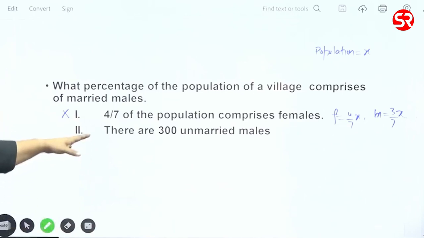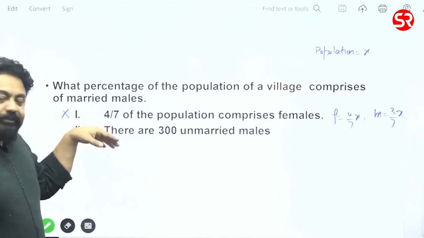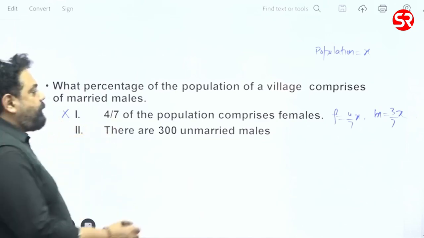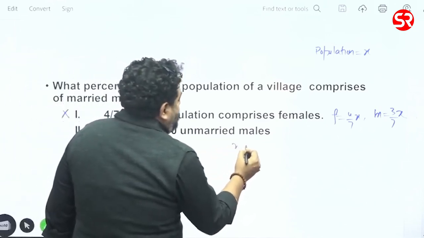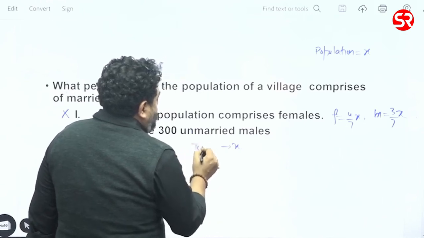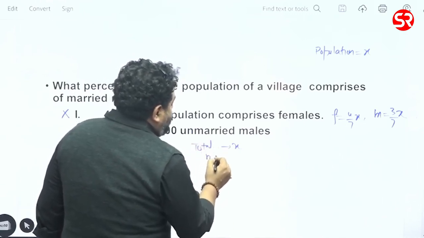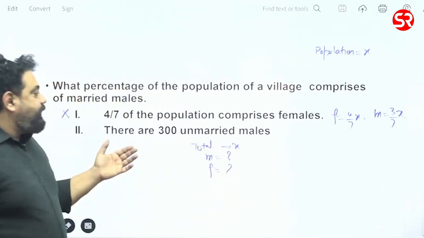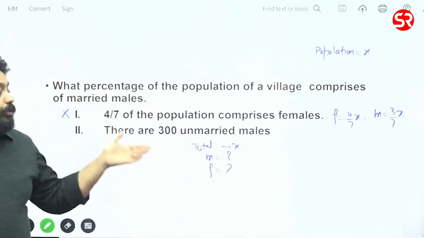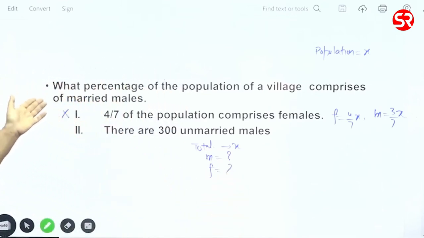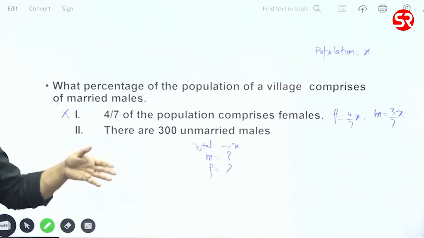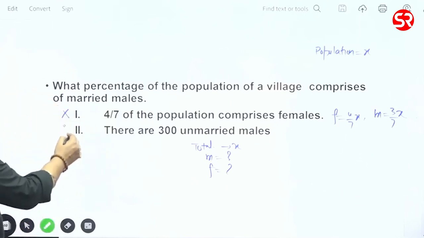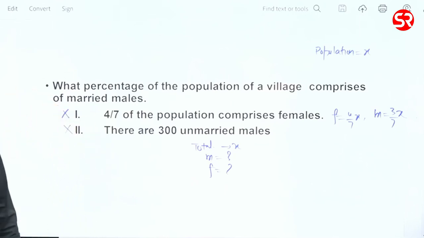right? And then he says there are 300 unmarried males. So if you see second, you forget first, right? So total population is X, total is X. So how many are males? How many are females? We don't know. So how can we say 300 are unmarried? So how would you be able to find the percentage of population that comprises of married males? Not true. First not giving you answer, second not giving you answer.